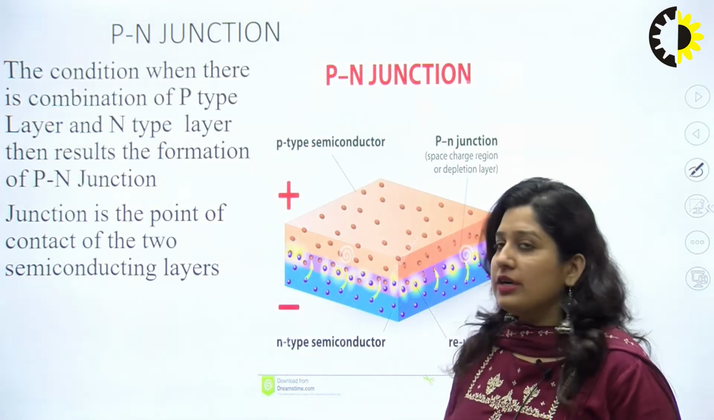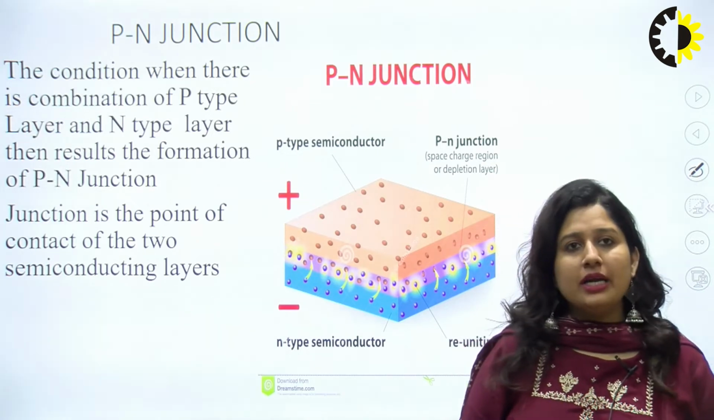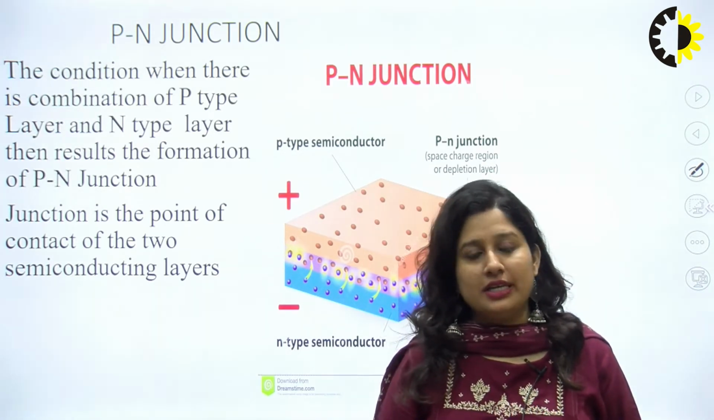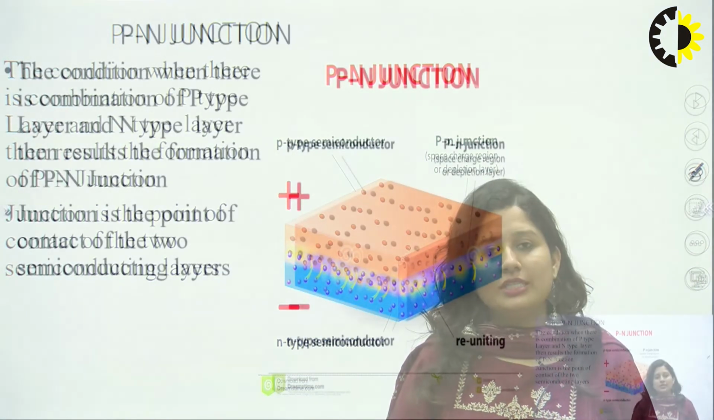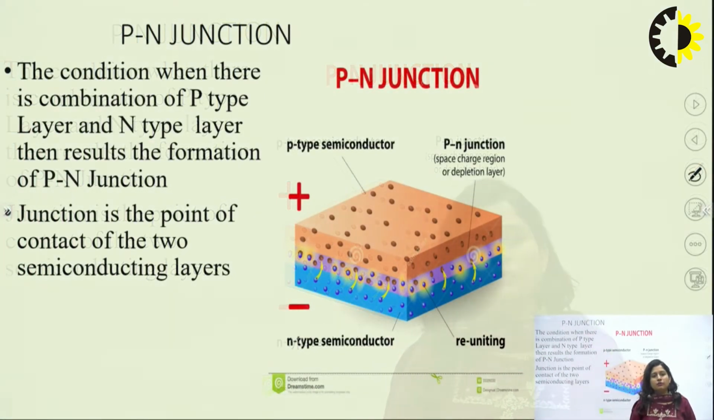We already know how P and N type semiconductors are created. If you want to create a P type semiconductor, you have to add an acceptor type of impurity into the pure form of silicon crystal. And if you want to create an N type semiconductor, then you have to implant a donor type of impurity into the semiconductor.